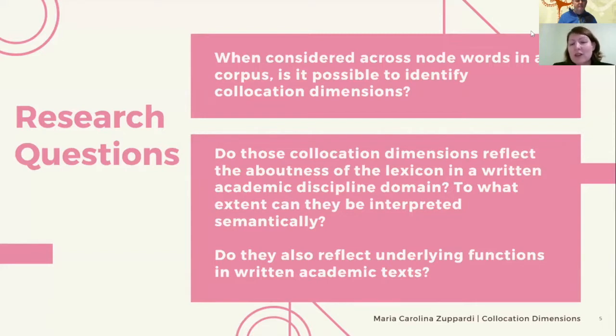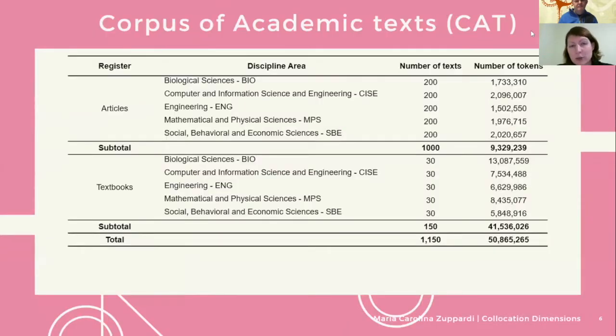And also thinking in terms of function, we know that multi-word expressions also reflect underlying functions. So can we say that these collocational patterns are also reflecting underlying functions in written academic texts? To do that, I collected a corpus, the CAT, Corpus of Academic Texts.